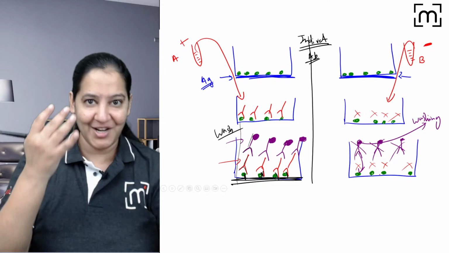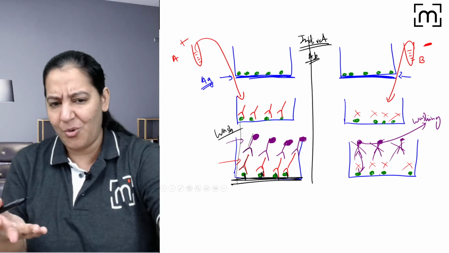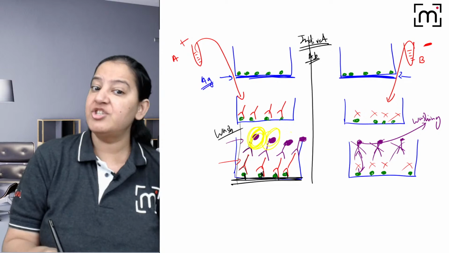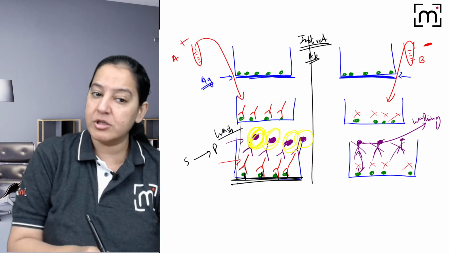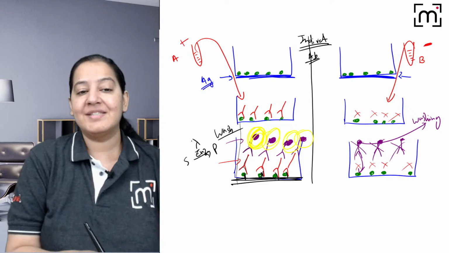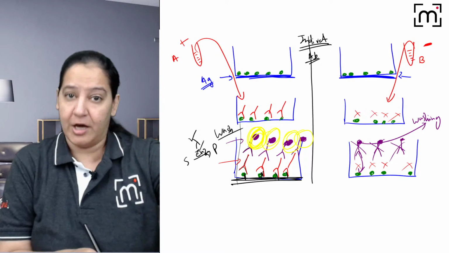Give me a thumbs up if you got it. Right, so this is the thing. The last step, I guess you all got it. Add the substrate. If you add substrate here, color change will take place because the substrate will convert into product, because the enzyme is present, because the enzyme linked antibody is present. The enzyme linked antibody is not going anywhere in washing, it remains there only. So the enzyme will convert substrate to product and there will be color change.